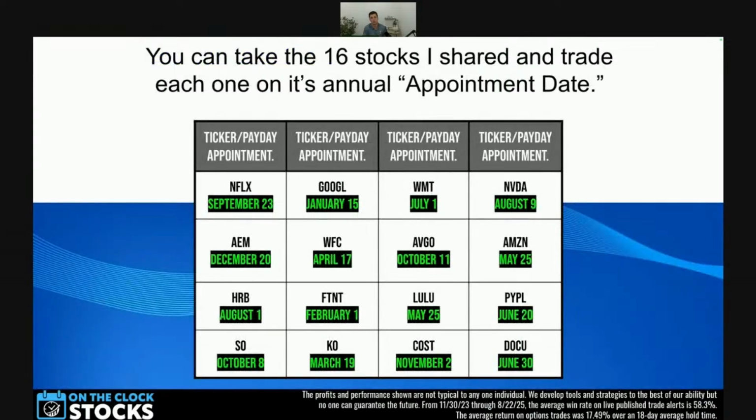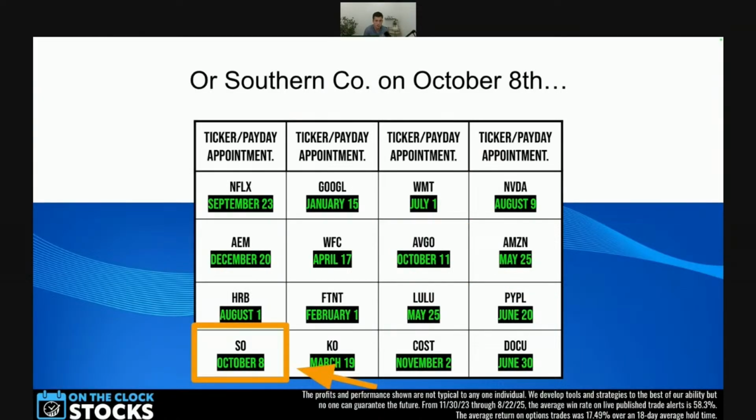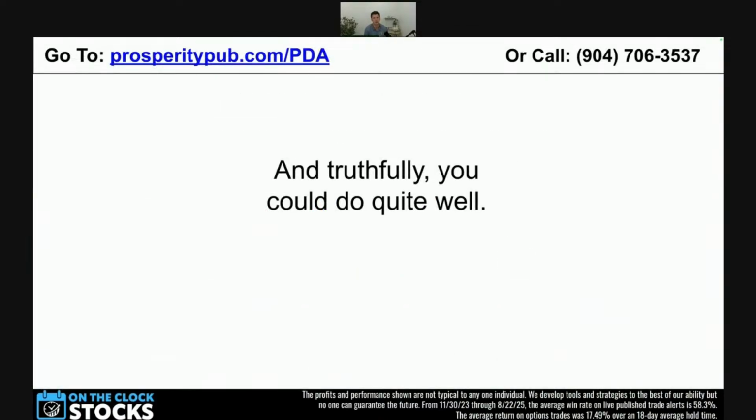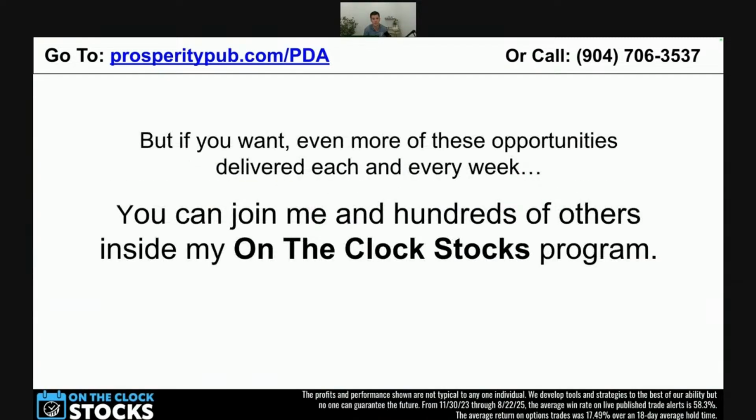So the way I say it, you have 2 choices. You can take the 16 stocks I shared today, take those appointment dates and have fun with them, run with them. Might as well take a screenshot of this slide right here. Broadcom, October 11th. Southern Energy, October 8th, AM, December 20th. You guys get the picture. Truthfully, you could take that and do probably quite well. After all, each stock has gone up every year on those appointment dates for the last decade.